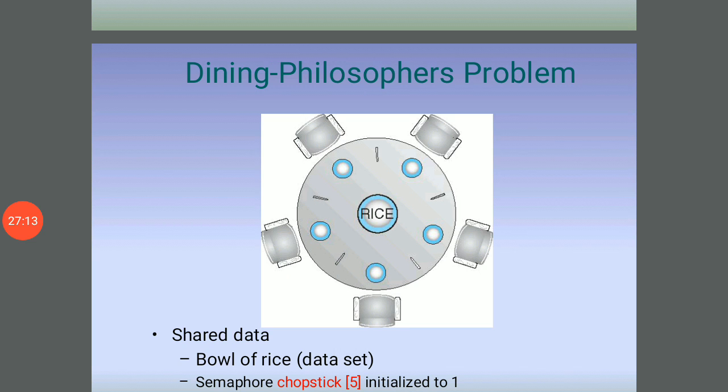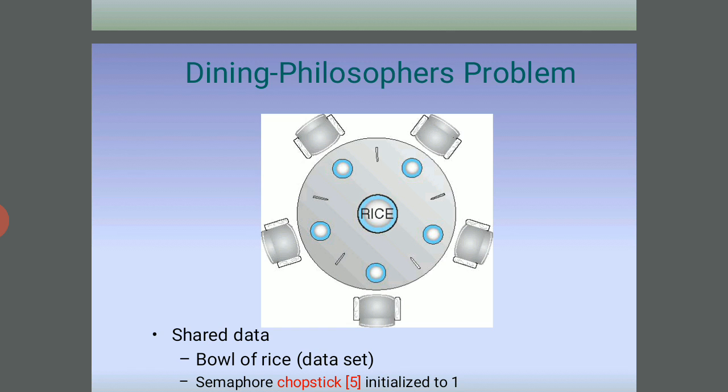Here see the dining philosophers problem. Here 1 2 3 4 5 are the dining chairs, and the dining table is there. In the center is rice. So shared data: a bowl of rice, as with semaphores. This is the best example of shared data.